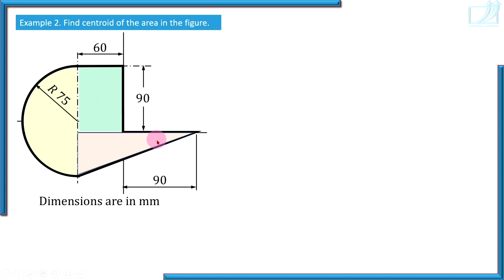But one more area is involved, and that is the removed area. Remove the quarter circle. So there are four areas involved. So the first thing is we have identified four areas, and now simply follow the procedure.